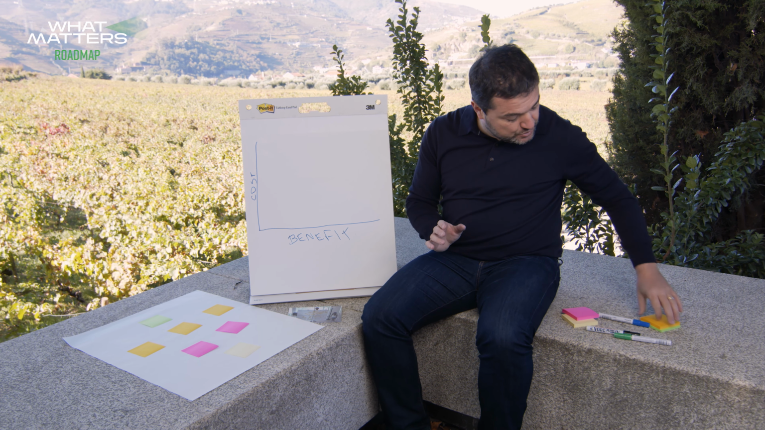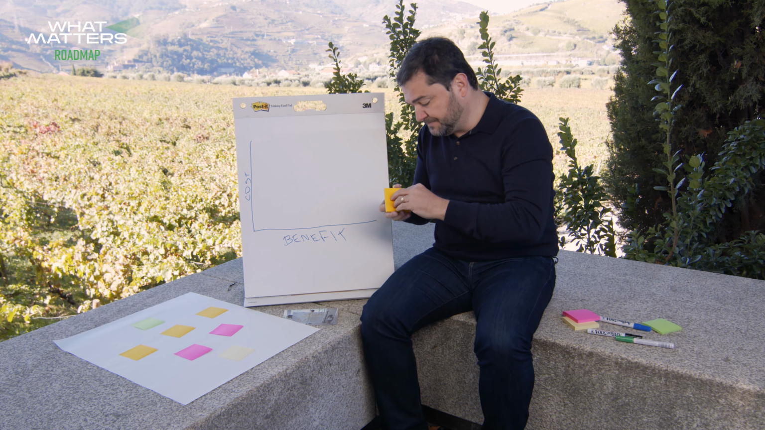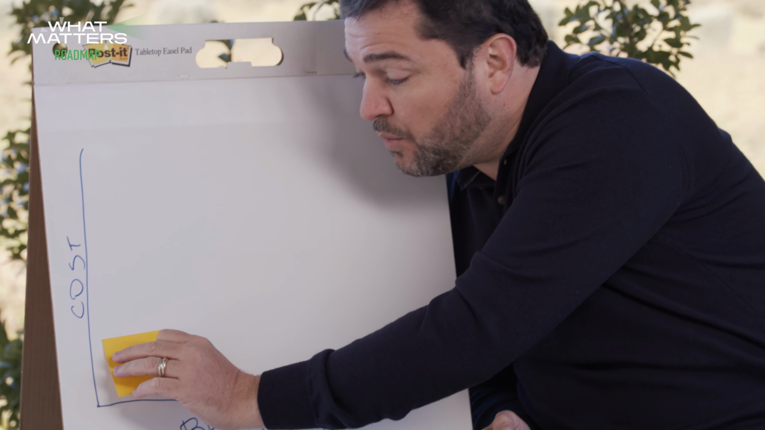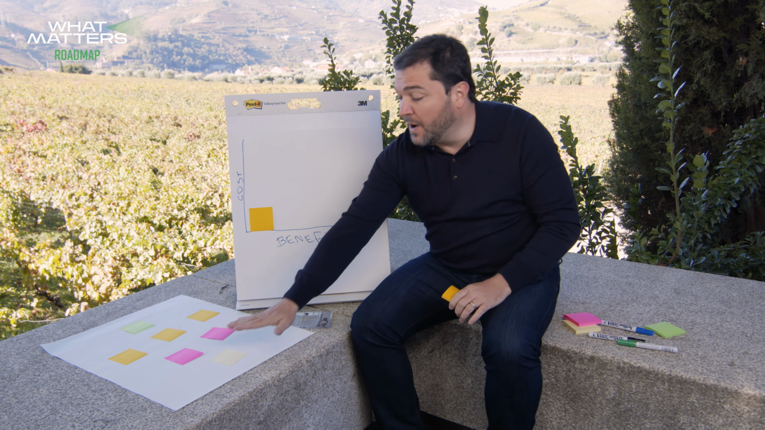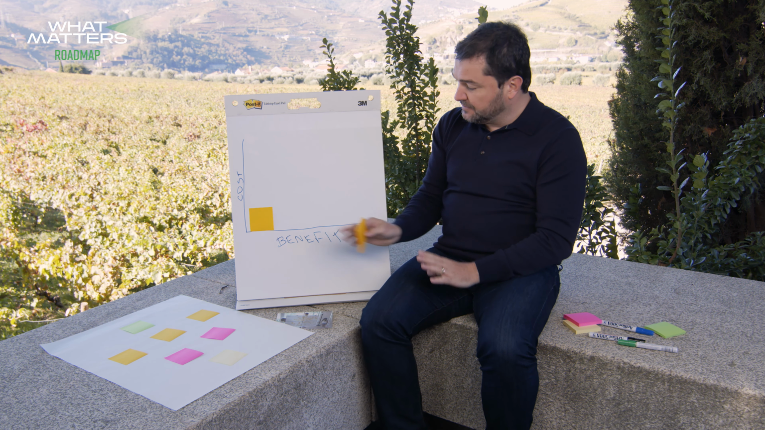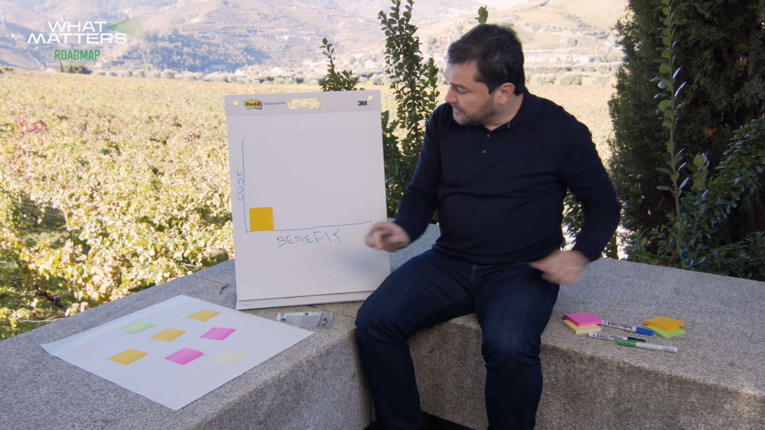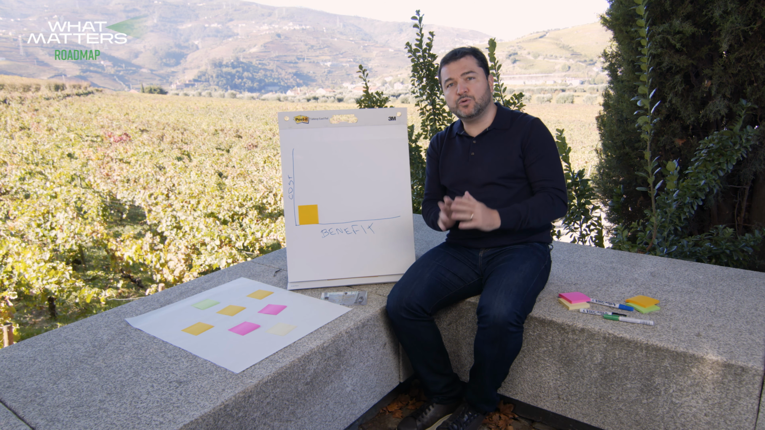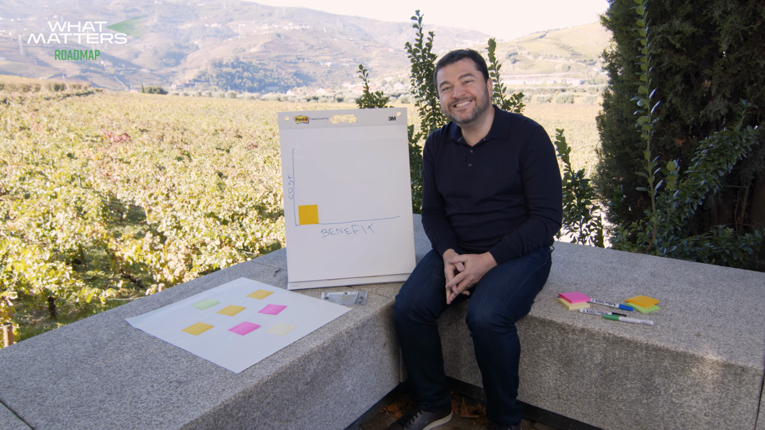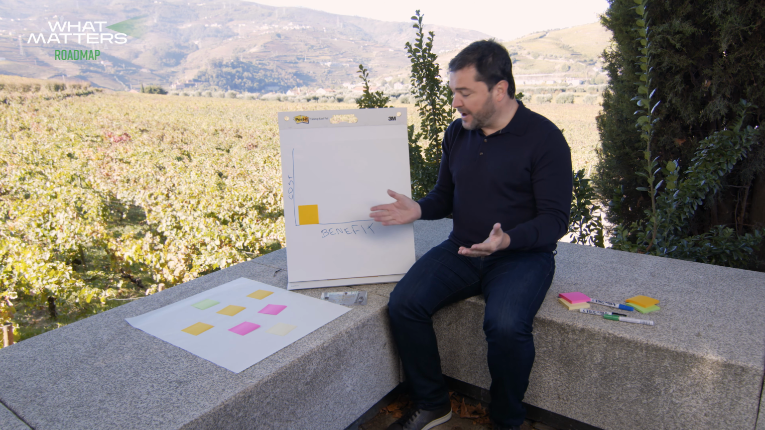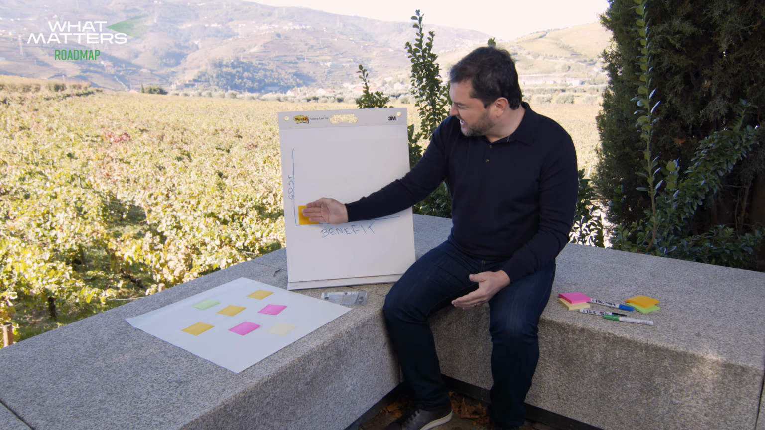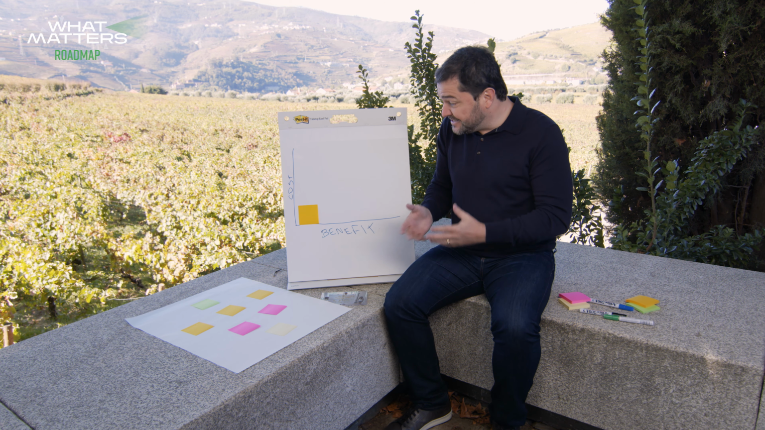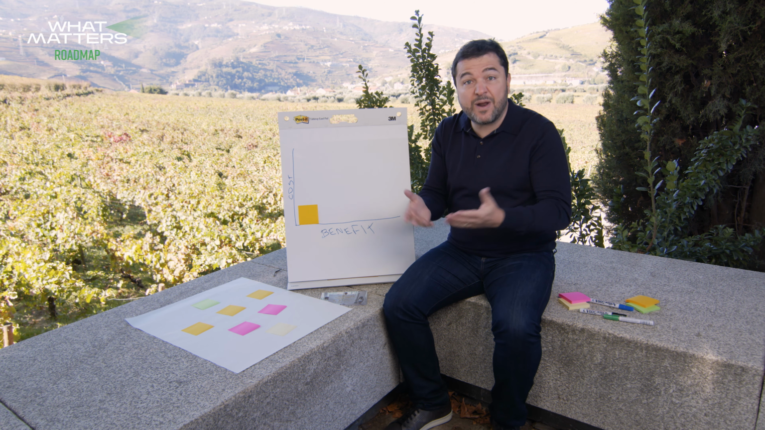So let me put the first one. This is a project that I want to do, and I place it here. Low cost, low benefit. Do you know how I call these projects? Distractors. They are the irrelevant ones. They are very easy to do because the cost, the effort, is very low, but the benefit is still very low. So it's an irrelevant initiative.